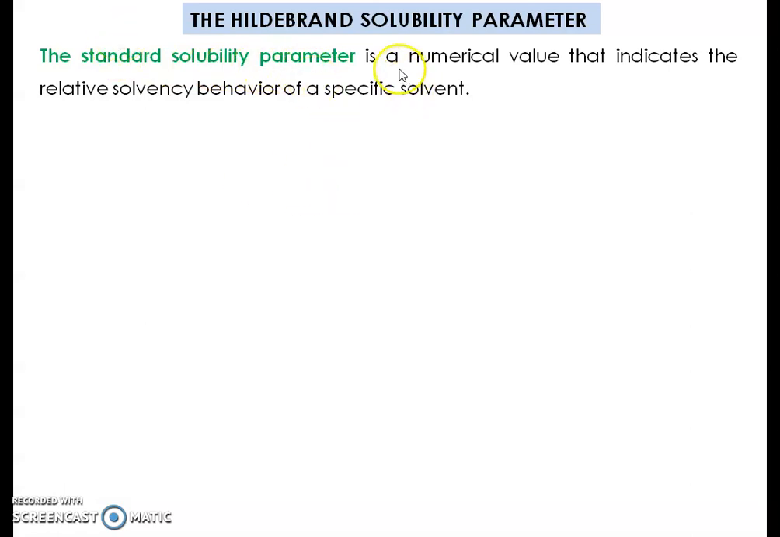Standard Solubility Parameter is a numerical value that indicates the relative solvency behavior of a specific solvent. Means just by a number or a value of a specific solvent, we can understand how much capacity of solvency it has, whether it has good solvency capacity or less solvency capacity.